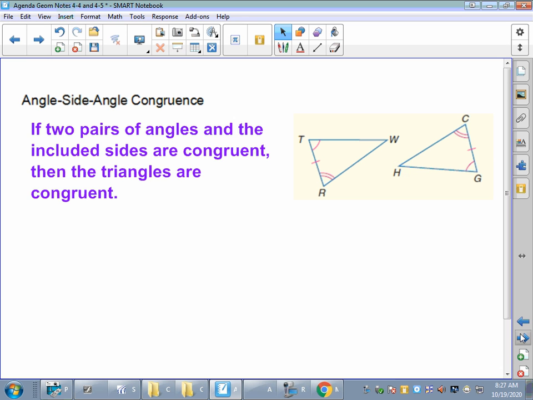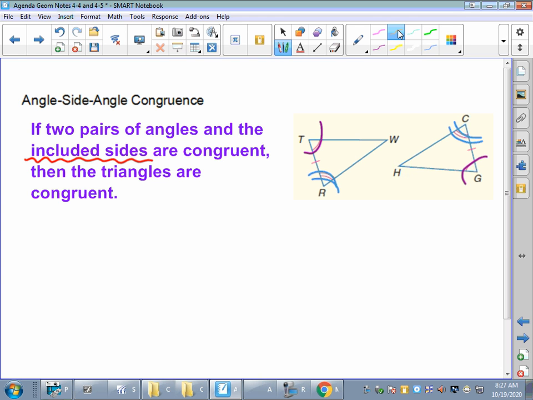Angle, side, angle says this. If two pairs of angles and the included sides are congruent, then the triangles are congruent. Two pairs of angles and the included sides. So again, all that terminology: we used included angles in the last one, included sides here. So notice angle T and angle G are congruent. Angle R is congruent to C. And notice how we've got an included side. Side TR is right in between angles T and R. Side CG is right in between angles C and G.